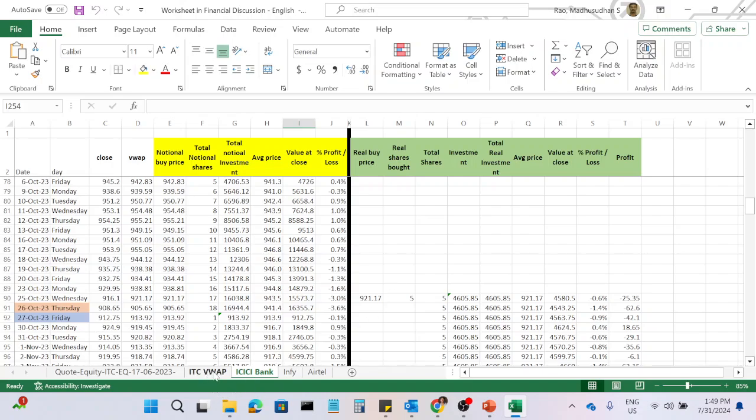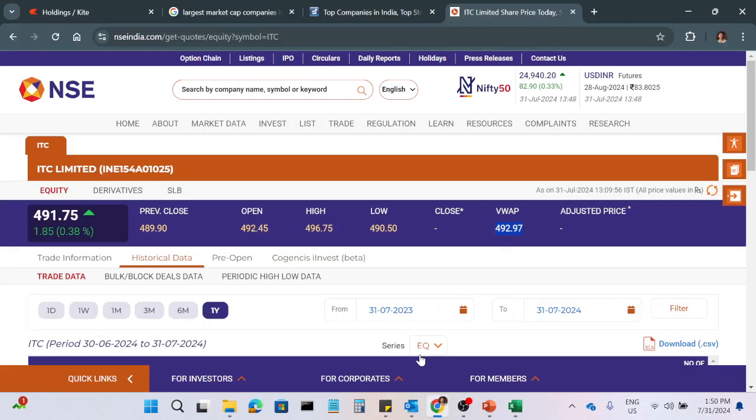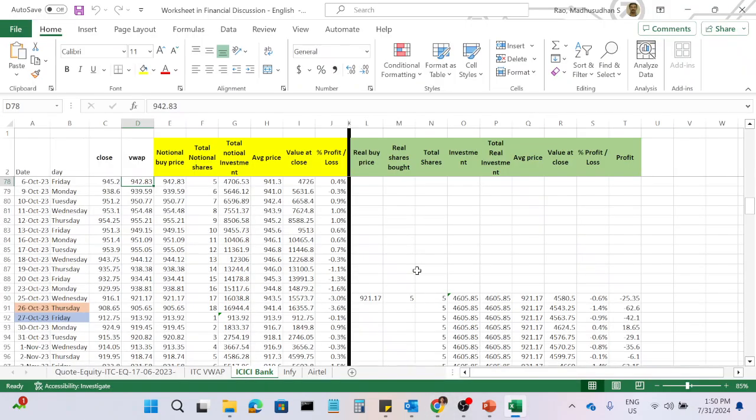What you have to do is you have to create an Excel sheet every day. You need to update the close price and the VWAP. So whenever you open at 2:50 or 3 o'clock, you consider this price to be the closing price, and VWAP you can get it from here. So you create all the formulas for this one.